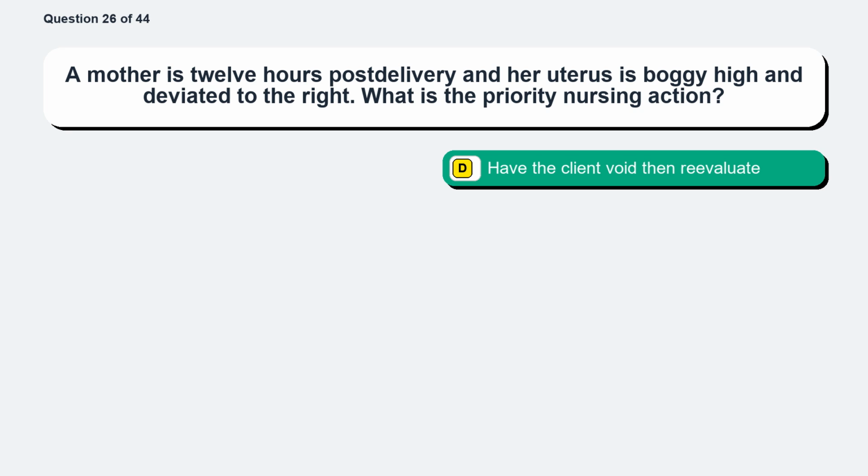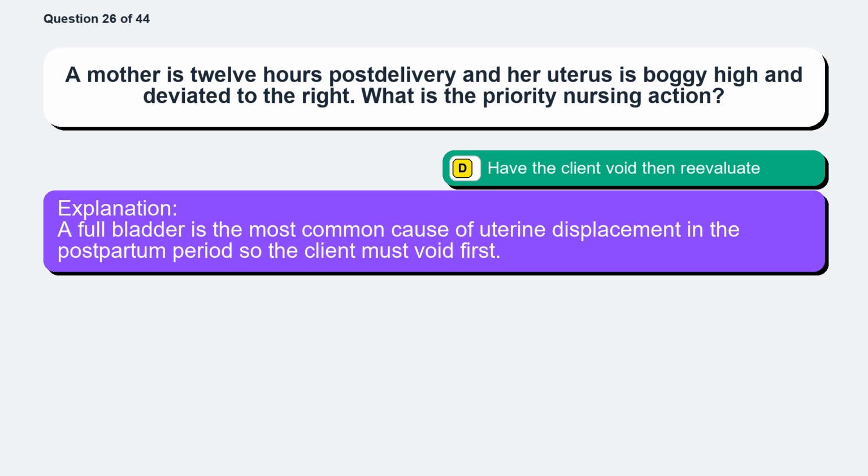The correct answer is option D. Have the client void then re-evaluate. A full bladder is the most common cause of uterine displacement in the postpartum period, so the client must void first.